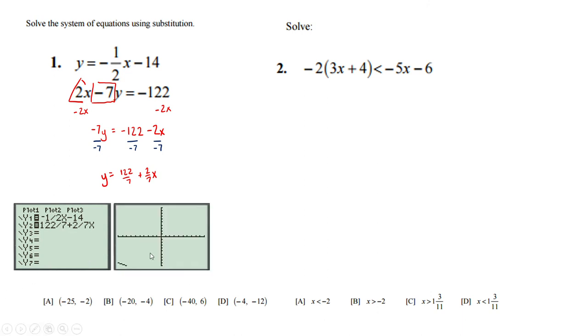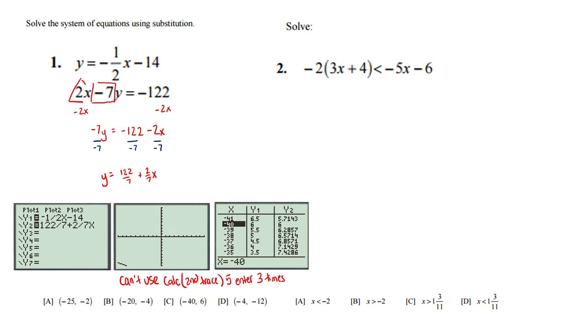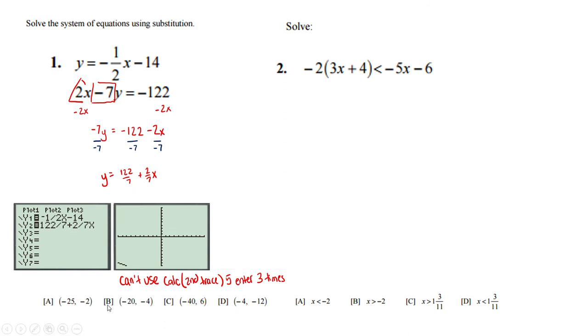If only one graph is shown, we cannot use our calculator trick, to do calc 5, enter, enter, enter. So since we can't do that, we're going to have to rely on using our table. And when you're using your table, you need to make sure you look at your answer choices. So this first one's -25. So you need to go to -25 and see if y1 is -2 and y2 is -2.